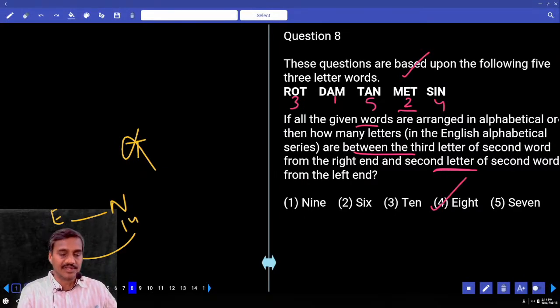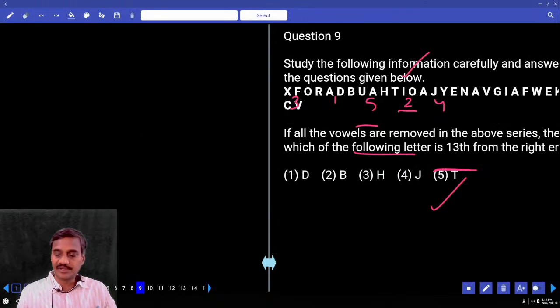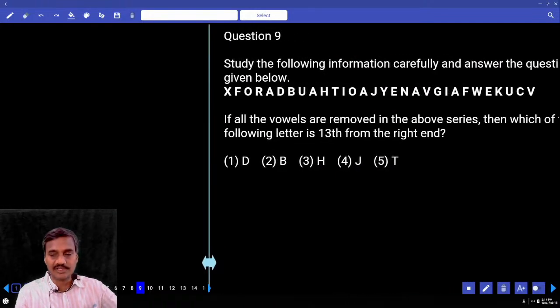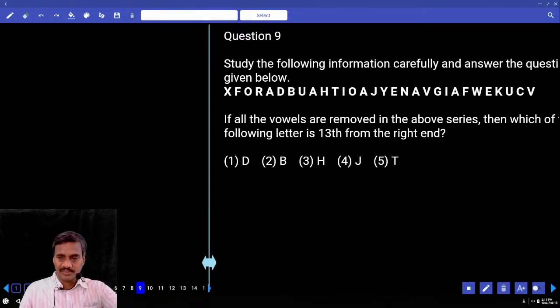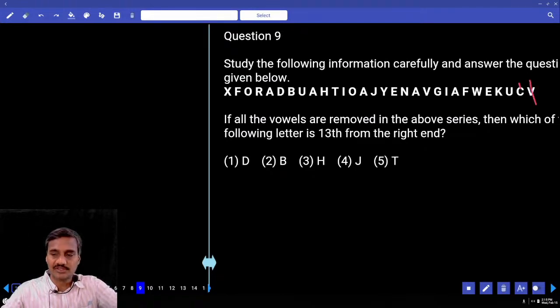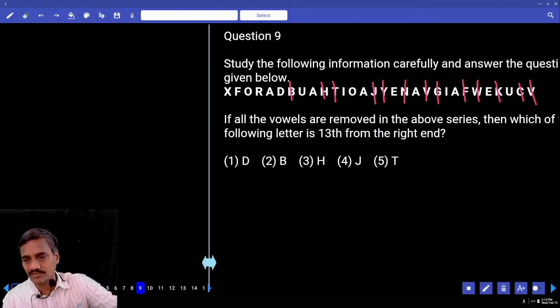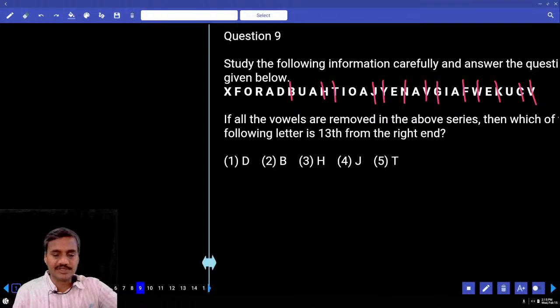Clear? The next one, 9th one. Now this question number 9 is based on sequence. If all the vowels are removed in the above, then which of the following is 13th from the right? That means if the vowels are removed, we are left with only the consonants. 13th consonant from the right. 1, 2, 3, 4, 5, 6, and next one 7, 8, 9, 10, 11, 12, and 13. What is your answer here? B. And B is given in choice 2. Now 13th from the right hand. What is the letter we have? B. And B, that is choice 2.